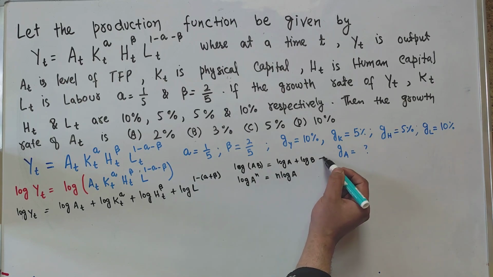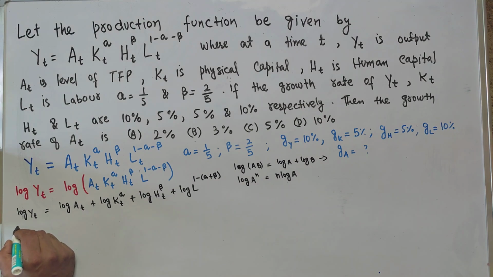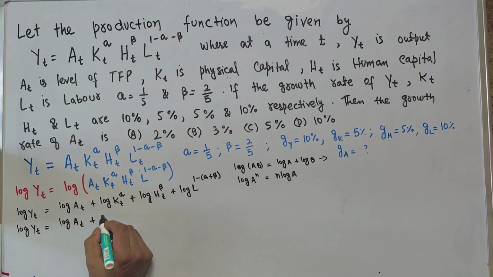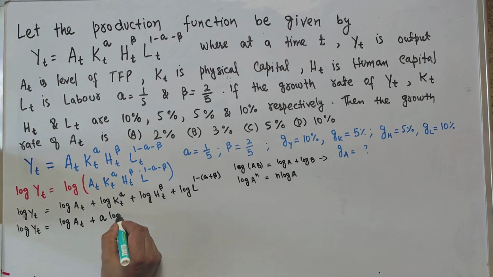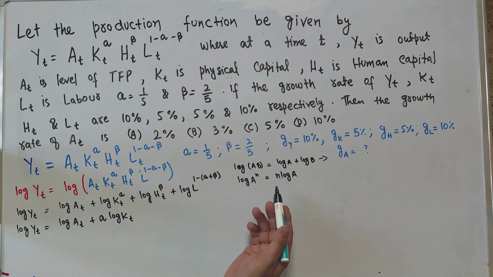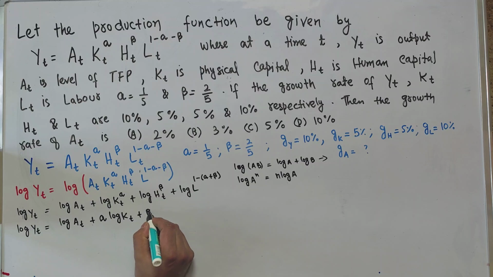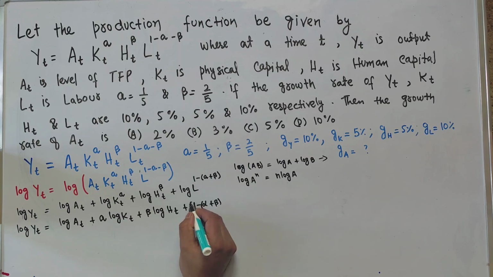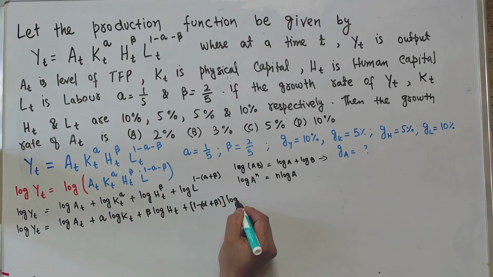Using this formula, we can rewrite it as log of Y_t is equal to log of A_t plus alpha becomes the coefficient, so we have alpha times log of K_t, using the second formula, plus beta becomes the coefficient, so we have beta times log of H_t, plus 1 minus alpha plus beta becomes the coefficient, so we have log of L_t.